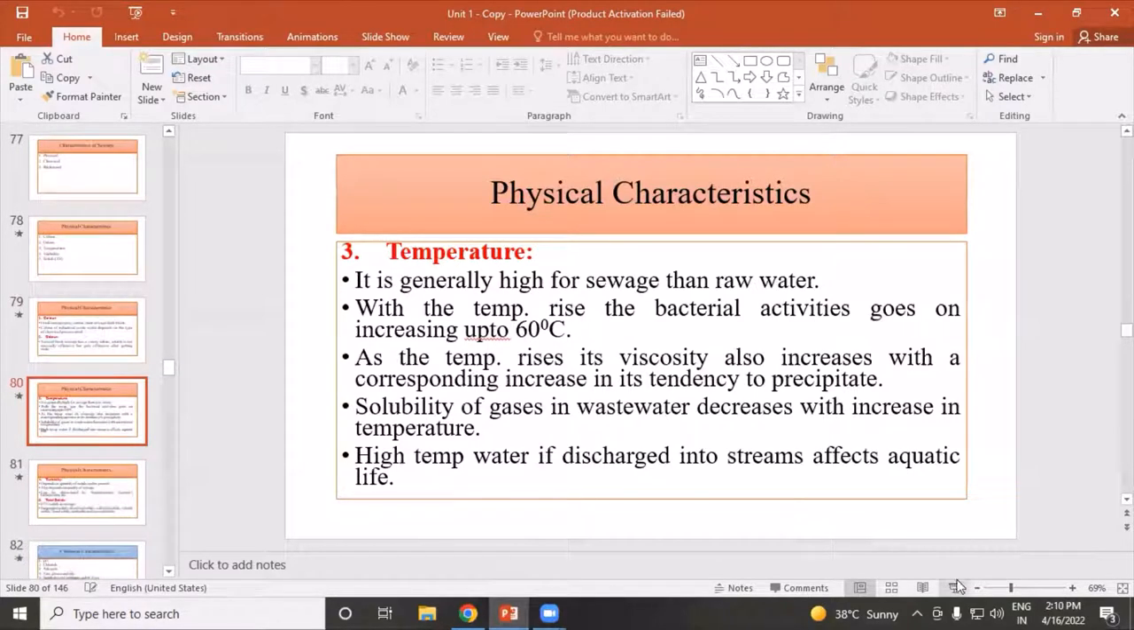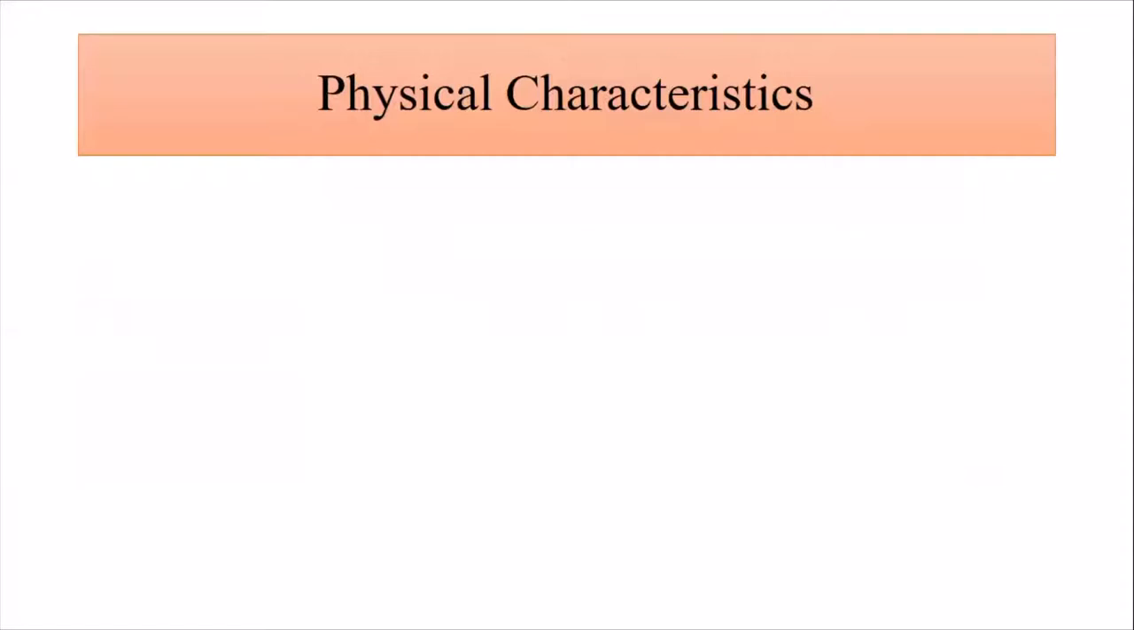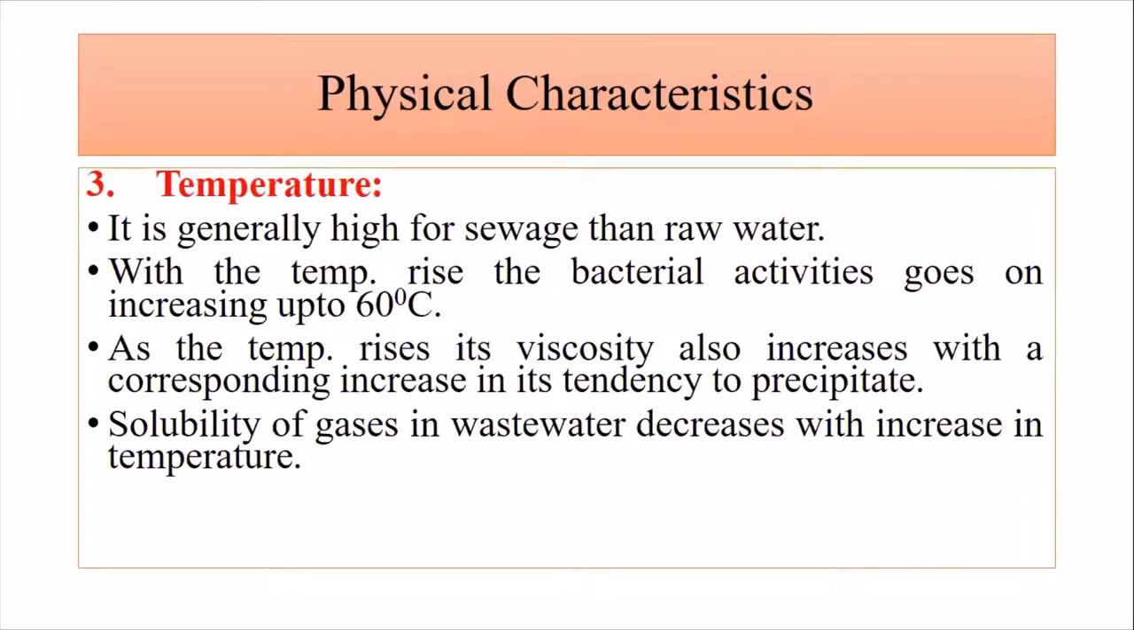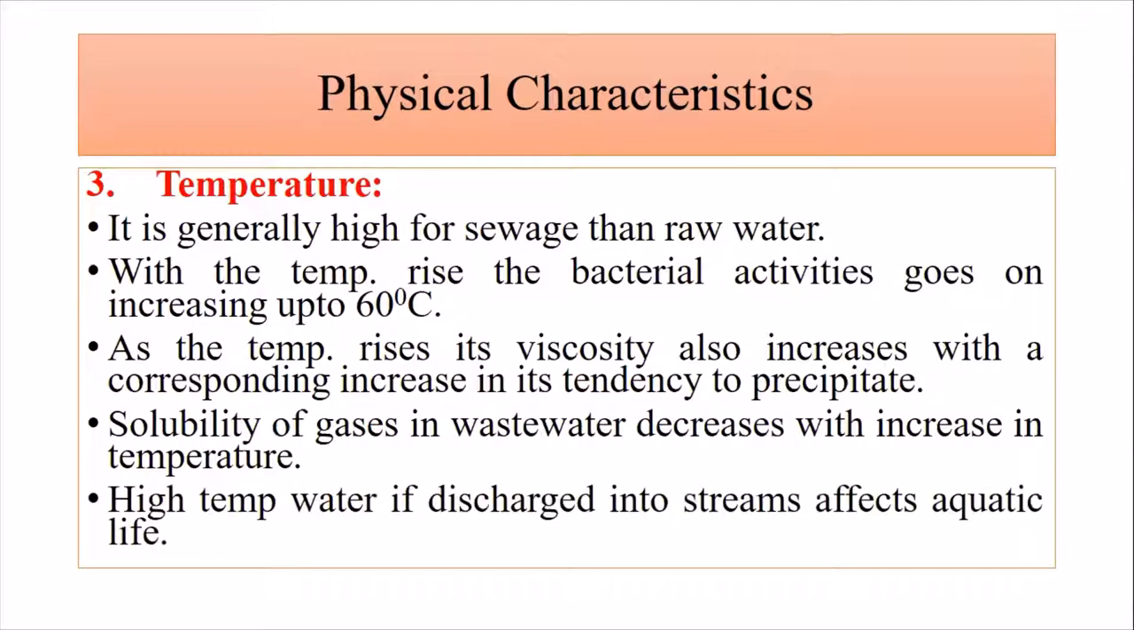Temperature. Generally, the temperature of sewage is higher than the temperature of raw water. With the temperature rise, the bacterial activities go on increasing up to a temperature of 60 degrees Celsius. As the temperature rises, its viscosity also increases. Solubility of gases in wastewater decreases with increase in temperature. If high temperature water is discharged into a stream, it affects aquatic life, for example, fish culture.